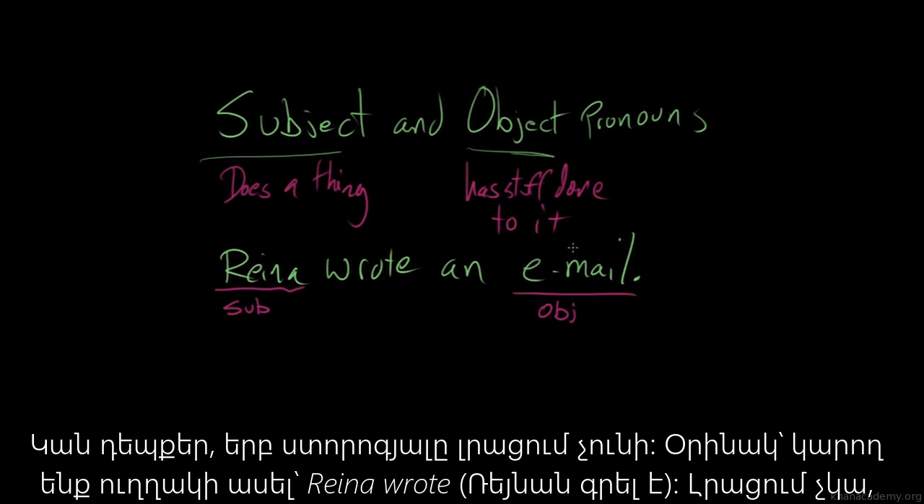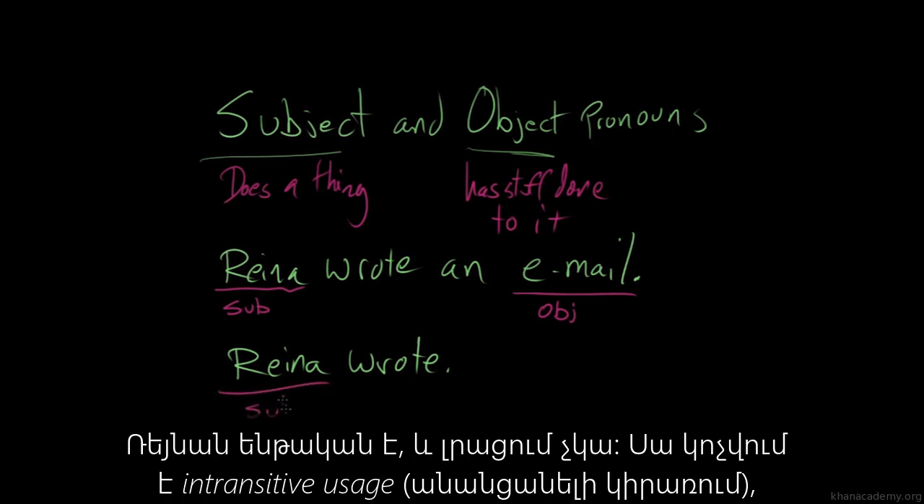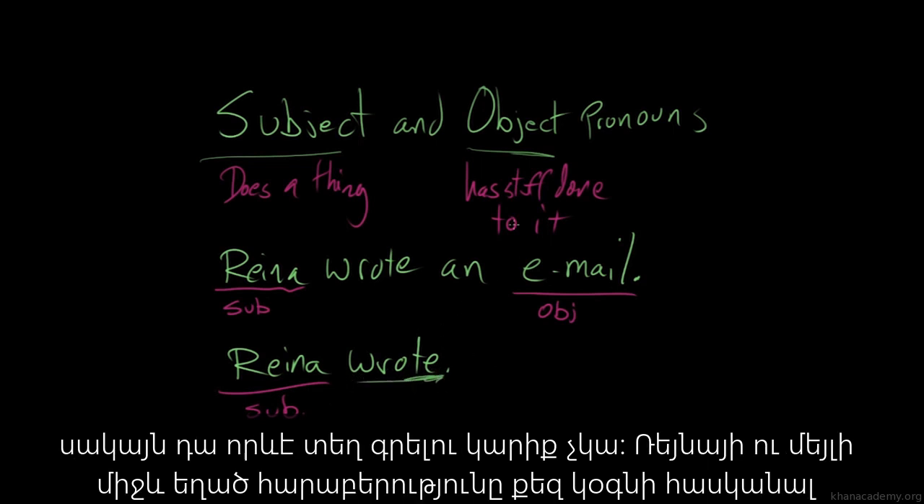Now, there are cases when a sentence doesn't have an object. For example, we could just say, Raina wrote. It doesn't have an object. It's just Raina is the subject, and then there is no object. This is what we call intransitive usage, but you don't need to write that down or anything.